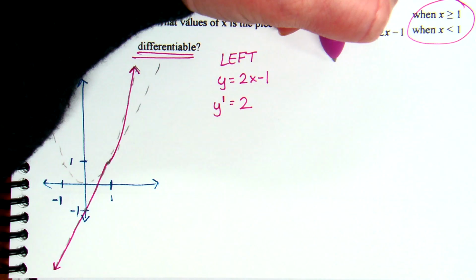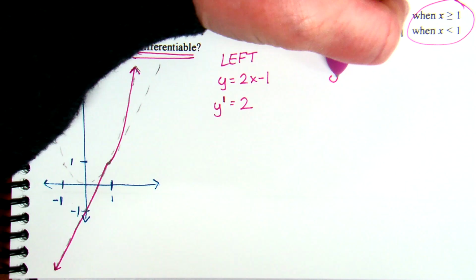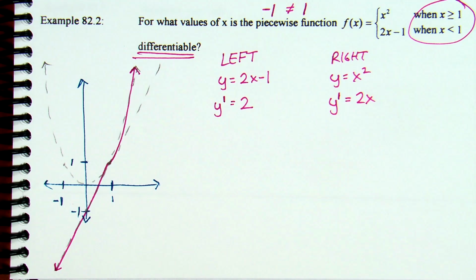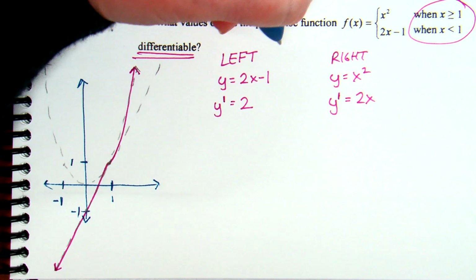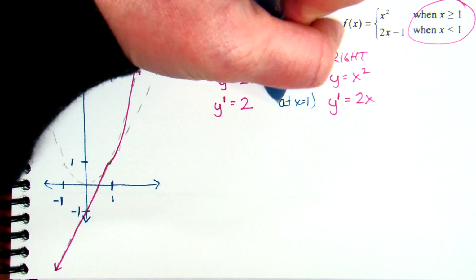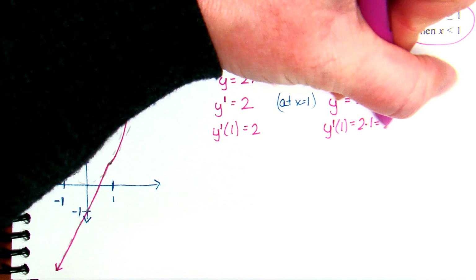On the right, what's my equation? Y equals x squared. What's the derivative? 2x. Where are we concerned about this? At x equals 1. So, what is the derivative on the left at 1? Still 2, because the derivative is just 2. What about on the other side? Also 2, because 2 times 1 is 2.